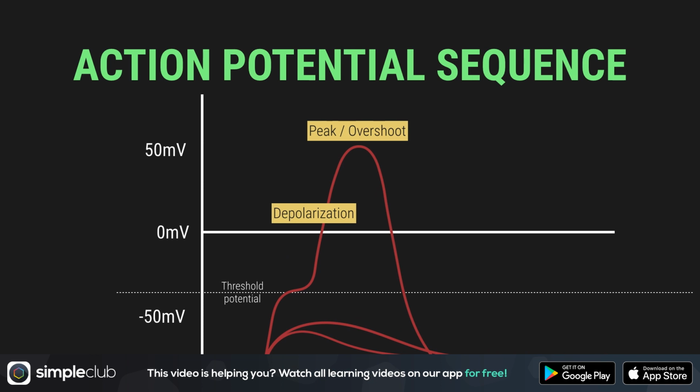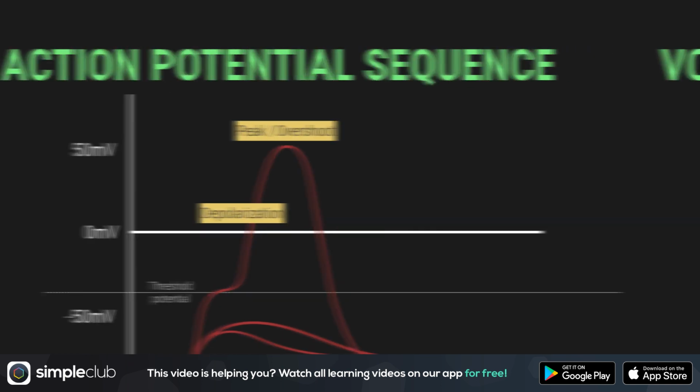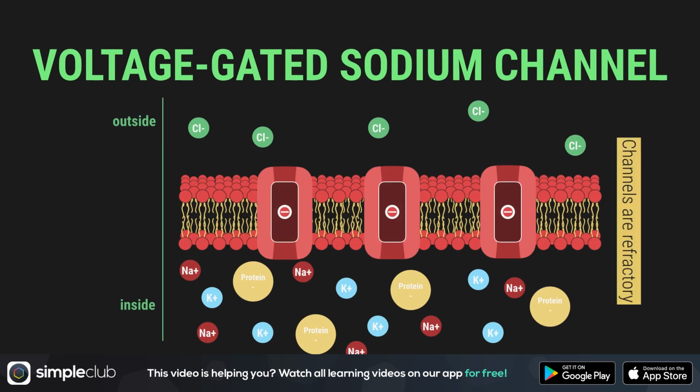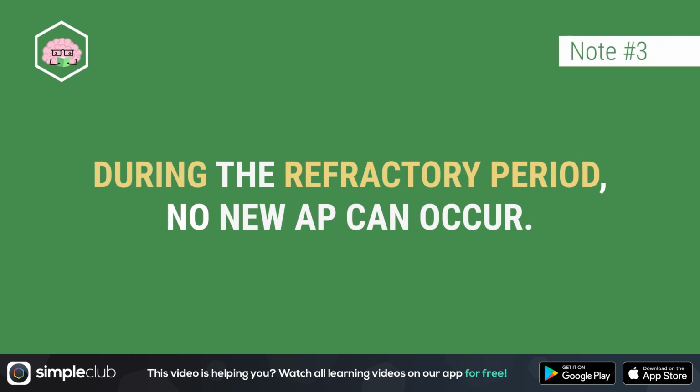But then, after 1 to 3 milliseconds, the channels are closed off by blocking particles. Once the resting potential is re-established, this inactivation is reversed. The time that the channels are inactive is called the refractory period. During this time, no new AP can occur.